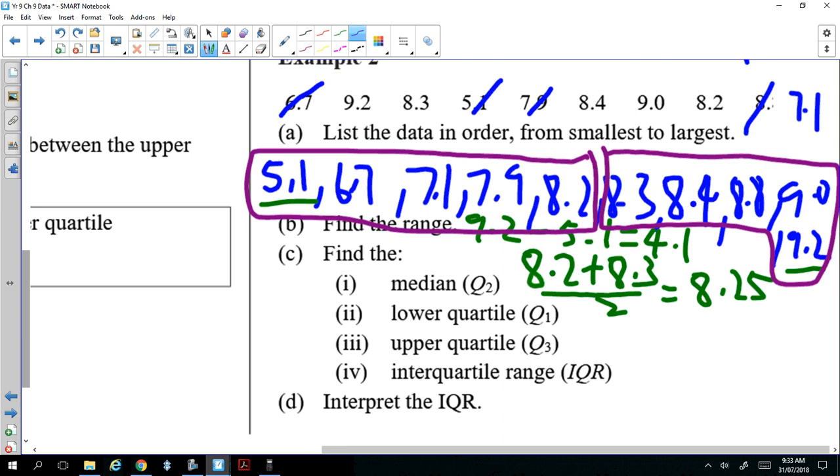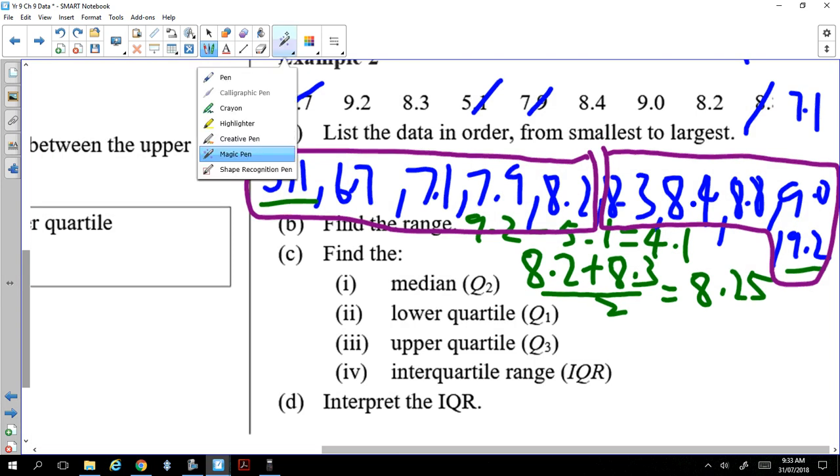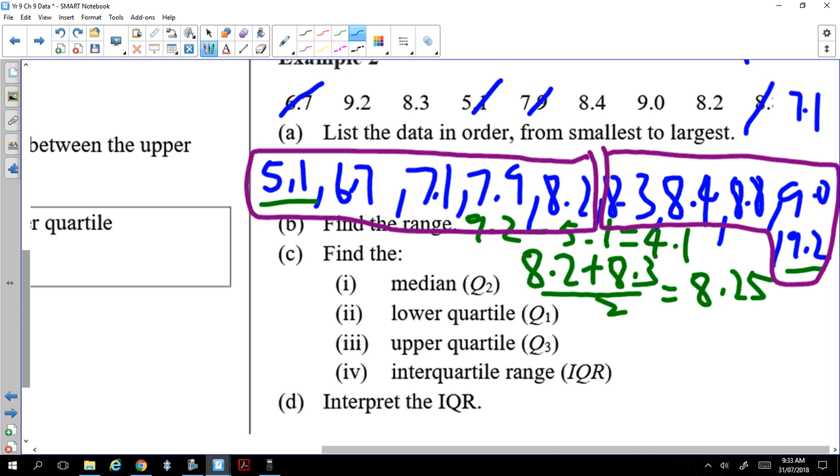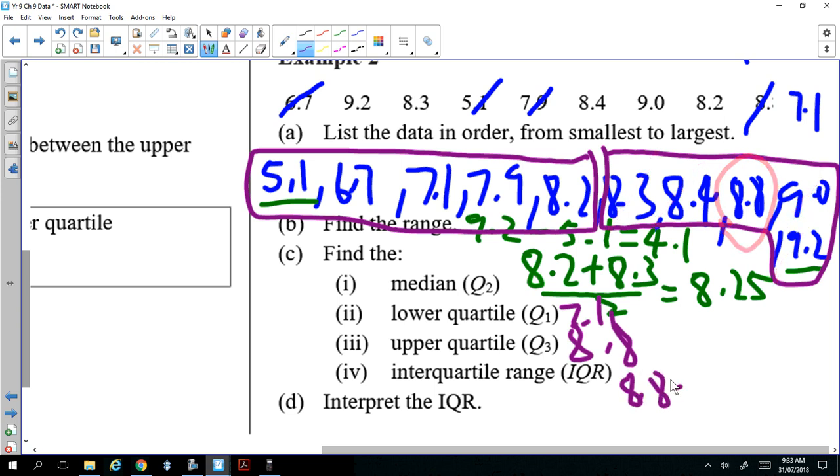All right, let's work out the middle. So you go first, last, 7.1. Q1 is 7.1. And then you do the other one. 1, 2, 1, 2, 8.8. Q3 is 8.8. And the interquartile range is 8.8 minus 7.1, which is what? 1.7. And then we've got the interquartile range.